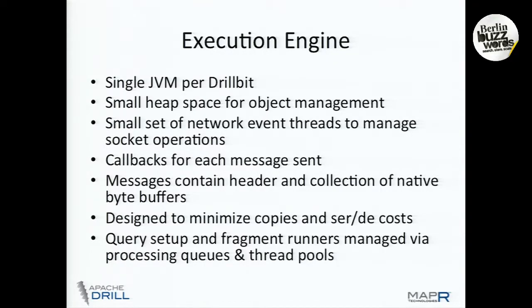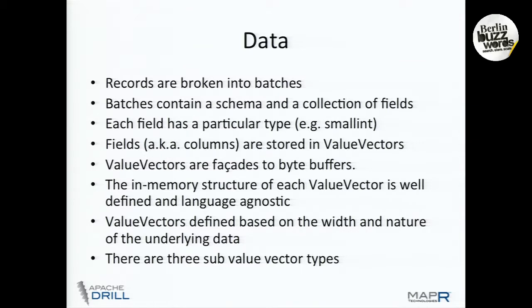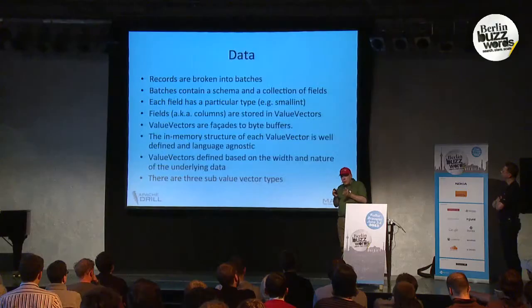The query setup and fragment runners are all managed via queues and thread pools, and so we inherit the good characteristics of Java at that level. We break the data into batches, and this is how we're able to do this late binding schema. Every batch has its schema, has a collection of fields, and it has particular data types. We have two expressions of the data types. One is at the network level, where we have things like a 4-byte quantity. We have a secondary type system at the execution level itself, where we understand that 4-byte quantity is a small integer instead of a long integer.